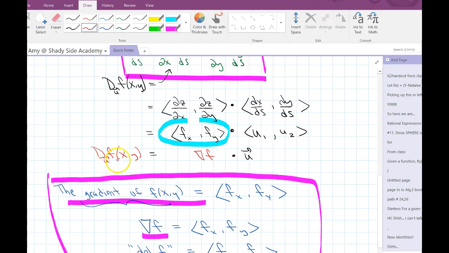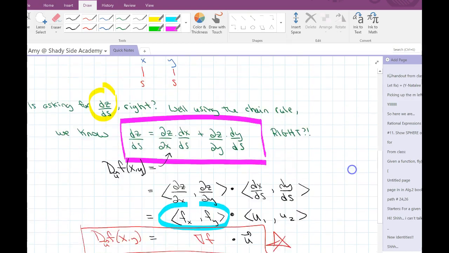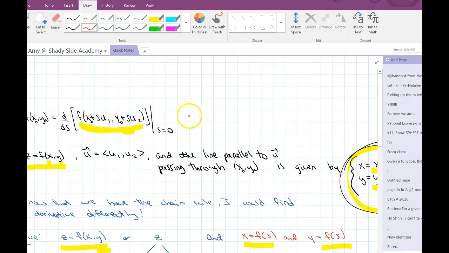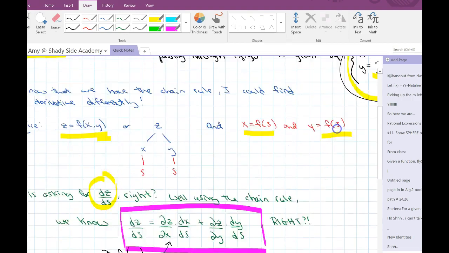The directional derivative of f at some point x, y in the direction of u is equal to del f dot u. We love this. Don't you love that so much more than this version? The answer is an obvious yes.